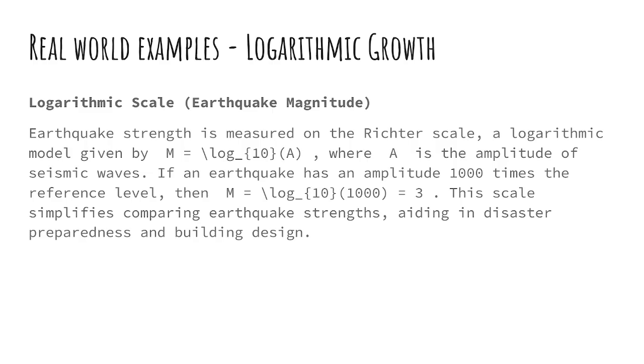So for the logarithmic scale, we are going to talk about earthquake magnitude. Earthquake strength is measured on the Richter scale. A logarithmic model given by M = log₁₀(A). A is your amplitude of the seismic waves. If an earthquake has an amplitude 1,000 times the reference level, then M = log₁₀(1,000), which is equal to 3. This scale simplifies comparing earthquake strengths, aiding in disaster preparedness and building design.